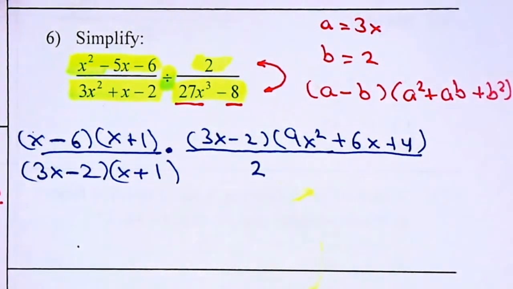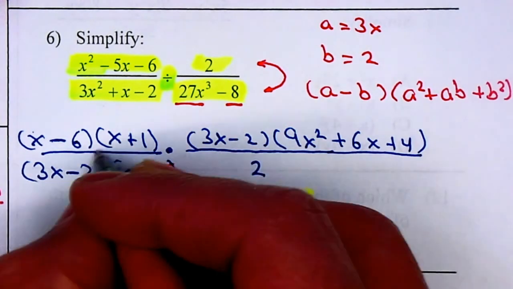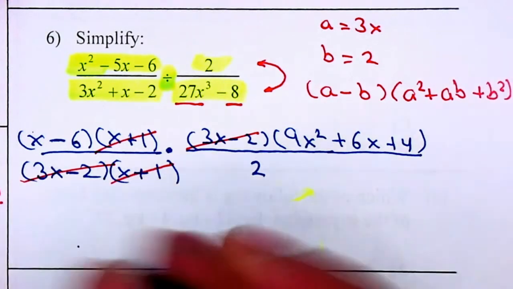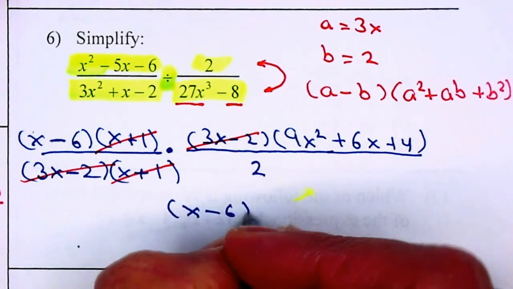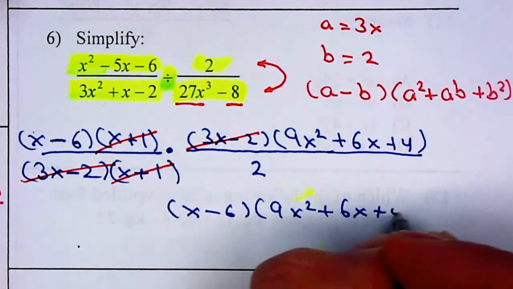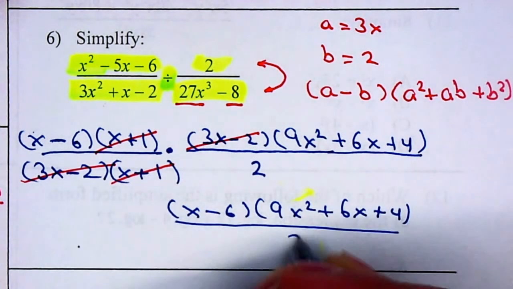Now I can see what cancels. Let's see, x plus 1 cancels, 3x minus 2 cancels. So I just have my x minus 6, we have 9x squared plus 6x plus 4 over 2.